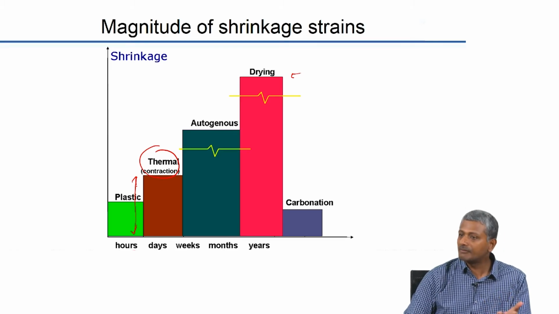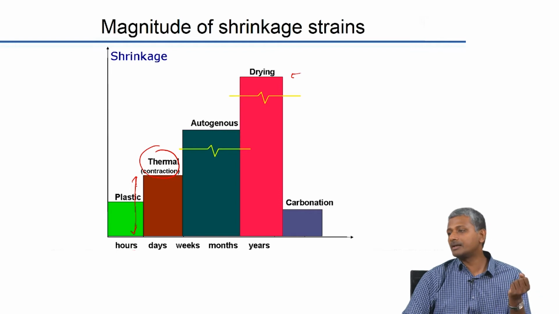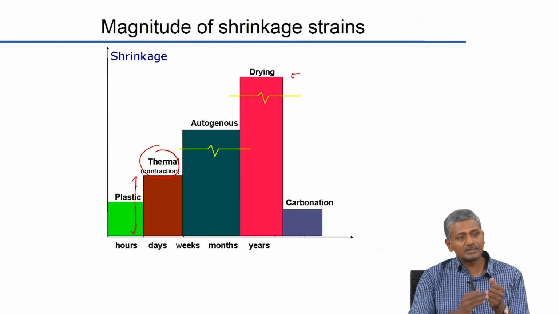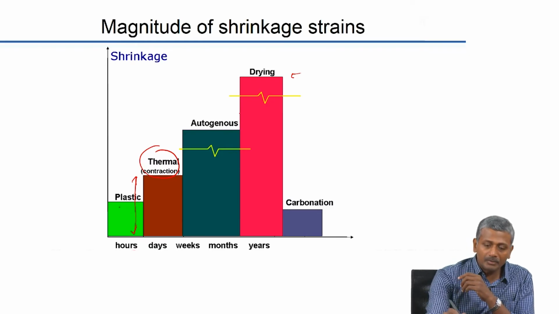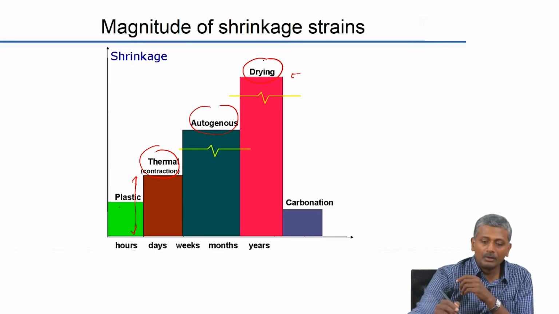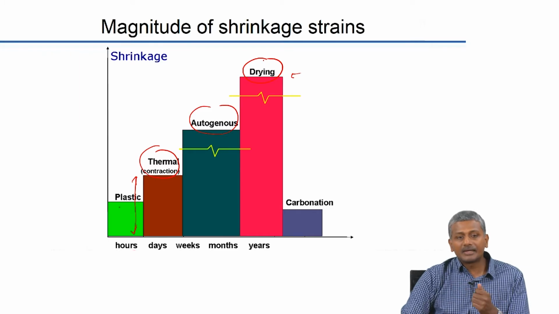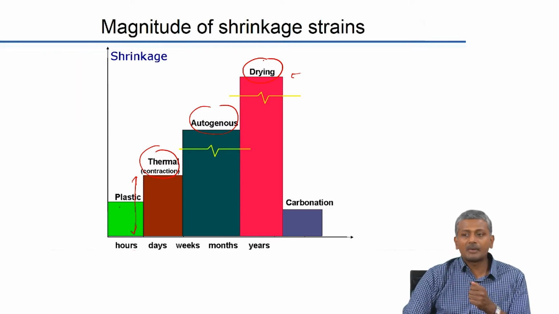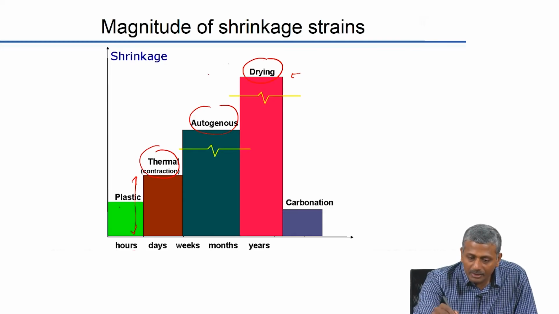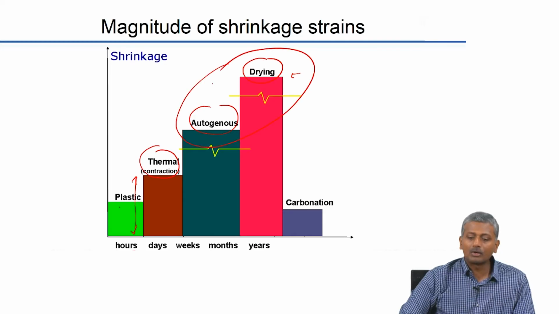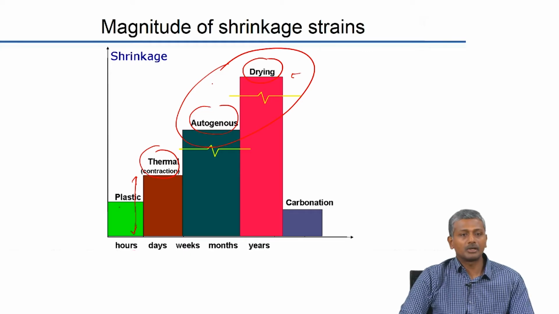In those cases you can have a lot of heat development leading to very high temperatures in the interior, and the extent of contraction could be substantial and definitely more than plastic shrinkage. But in terms of other shrinkage types, autogenous and drying, the extent of contraction which happens because of thermal effects may not be significant. The main shrinkage or main components of shrinkage will be autogenous shrinkage and drying shrinkage.